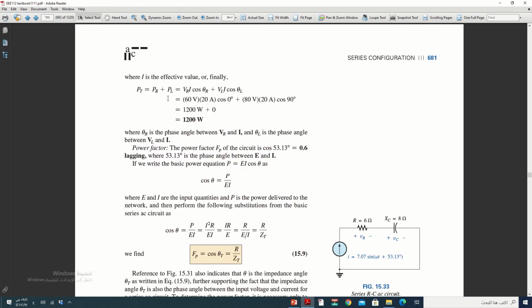The third method: find the power in the resistor and the power in the inductor and then add them. VR by I cosine theta: R is 60 by 20 cosine 0, cosine 0 is 1. This means 60 by 20, 1200. Here, VL by I cosine theta L, if you multiply them, you will find the theta in the inductor is 90 and cosine 90 is 0. This term will be cancelled, and 1200 plus 0 will be 1200.